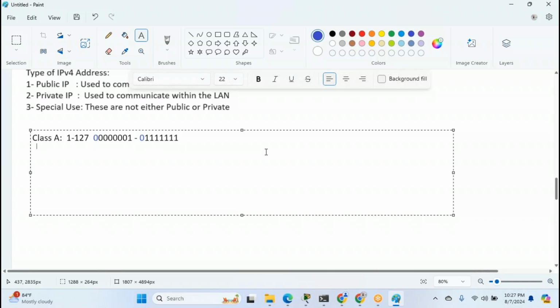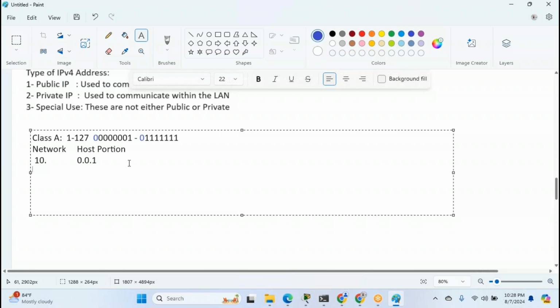So let's say we write down an address, 10.0.0.1. This is an IP address. We have to look at the first octet value. It is between 1 and 127, so it means that this belongs to class A. Now this address has two portions. The first 8 bits belong to the network portion, and the last 3 octets belong to the host portion.